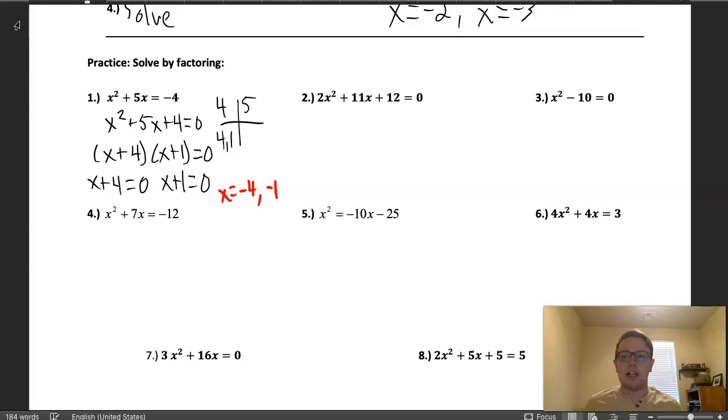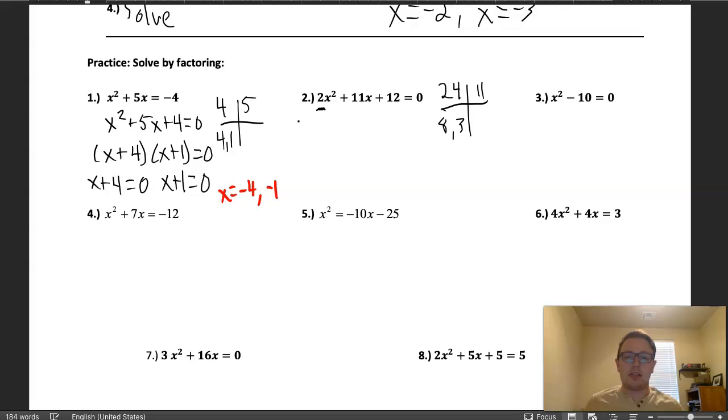Why don't you all go ahead and try problem 2. Be careful, we can't do the shortcut because we have a 2x squared. What are we going to do? Well, we'll set up our ACB chart. We're looking for factors of 24 that add up to be 11. And that would be 8 and 3.